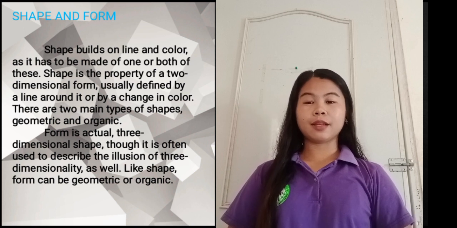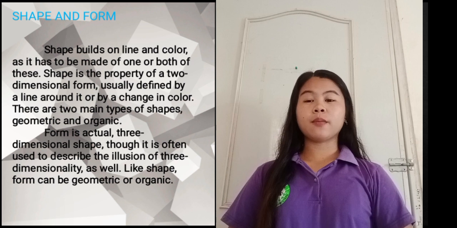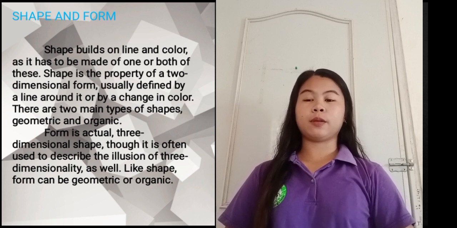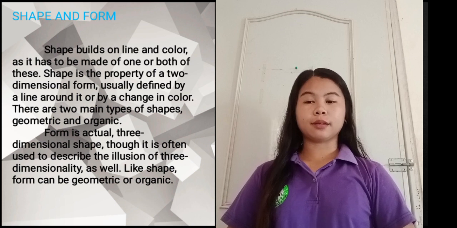Example, leaves and clouds. Form. Form is an actual three-dimensional shape, though it is often used to describe the illusion of three-dimensional as well. It can also be geometric or organic.